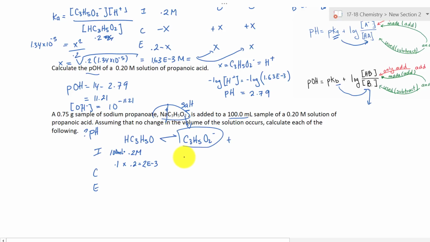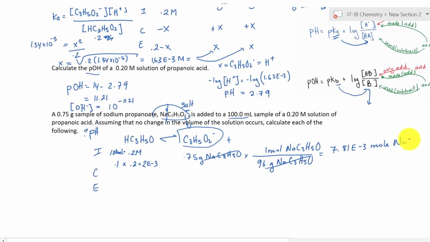Well, if we look at this, we have 0.75 grams of NaC3H5O. Well, what can we do? Well, that's pretty elementary, right? We just take this, times the molar mass, which in this case is 96 grams, relative to 1 mole. Notice how the grams cancel out. And this gives us 7.81e-3 moles of NaC3H5O. Well, we only focus on this part. We don't care about the Na, but this is a 1-to-1 ratio.